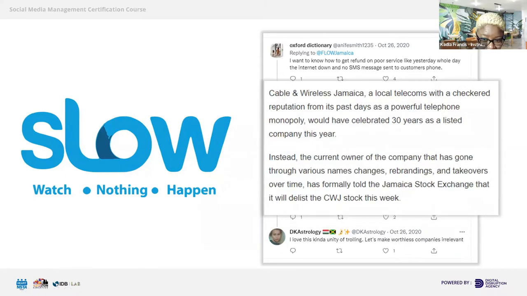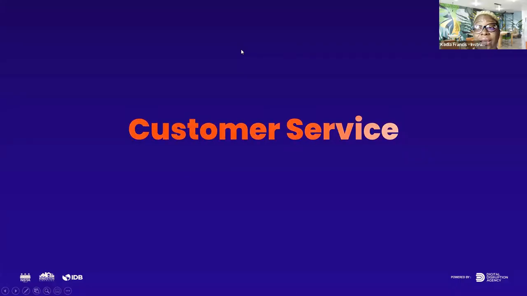So last year, Cable and Wireless literally exited the stock market. And notice what it says: with a checkered reputation from its past days as a powerful telephone monopoly, it would have celebrated 30 years as a listed company. Instead, the current owner of the company that has gone through various name changes, rebrandings, and takeovers over time has formally told the Jamaica Stock Exchange that it will delist CWJ stock this week. So in effect, there is no more Cable and Wireless in Jamaica.